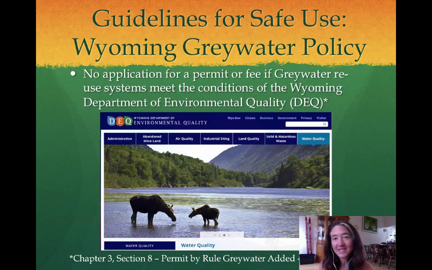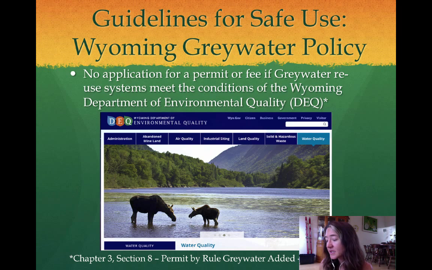So this is Chapter 3, Section 8, Permit by Rule, Gray Water, Policy 11.1. And I'm just going to read through this. Household wastewater, which has not been contaminated by toilet, right? It's not black water. Gray water includes wastewater from baths, showers, bathrooms, wash basins, right? Sometimes laundry, though that has some other issues, and sink water.